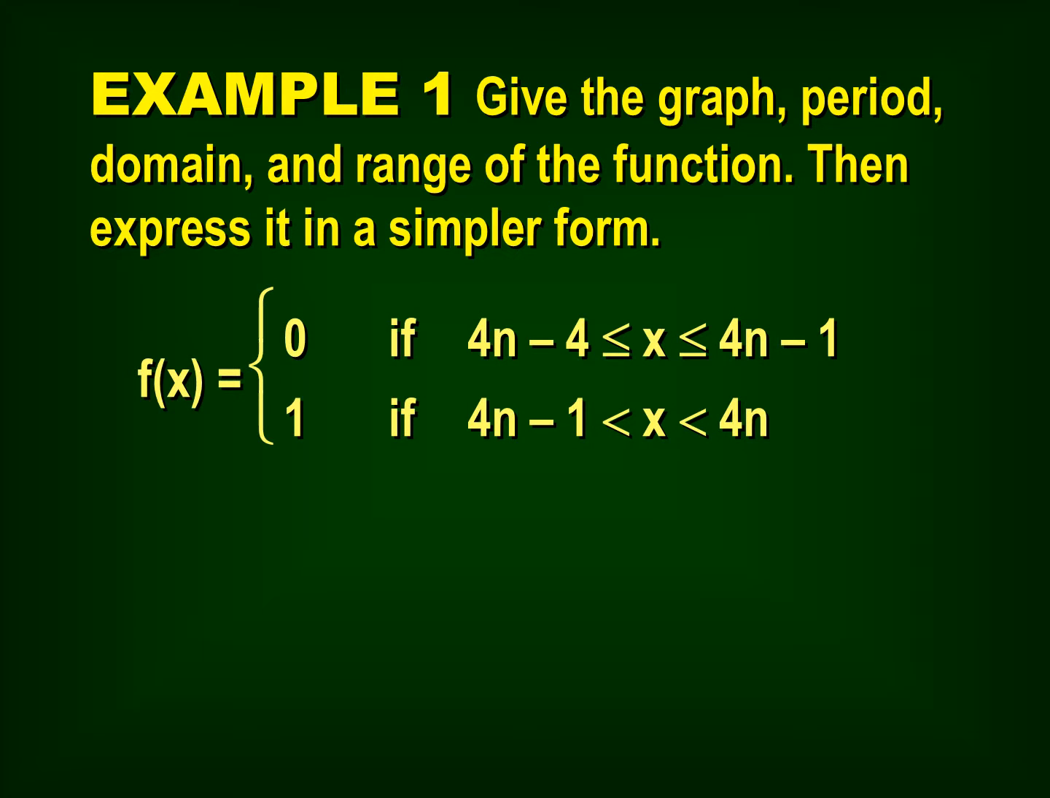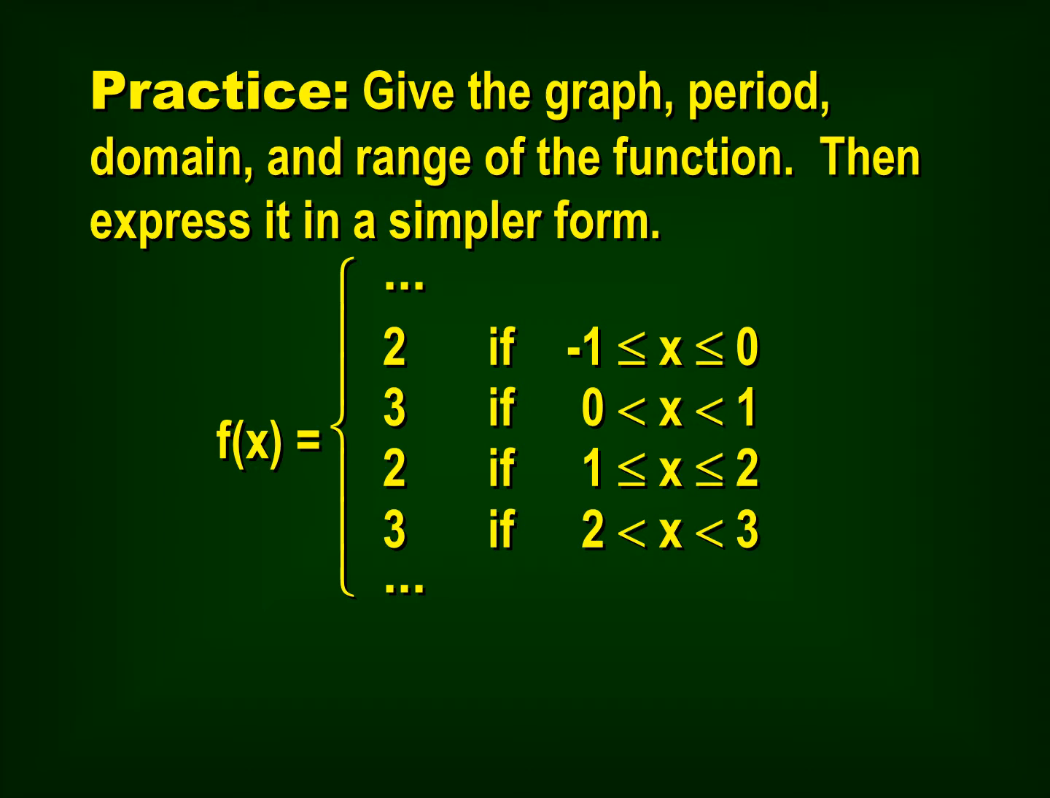So if we calculated the different parts of our period from the origin, from the beginning, that was 0. And it was 0 when x was between 4n minus 4 and 4n minus 1. However, after 4n minus 1, that's when it jumped up to 1 until you got to 4n, which is once you got to 4n, that means your cycle is over and you start over again. You go back to 0.